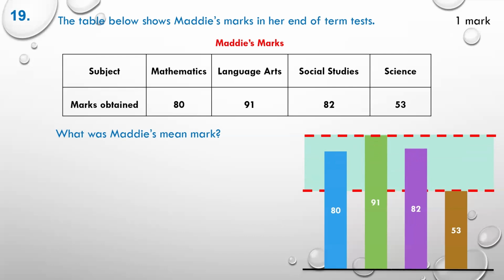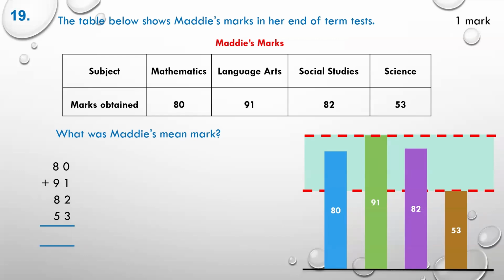So when we talk about mean, what we really want to do is find out how much we have in all and then redistribute it evenly into how many subjects? 1, 2, 3, 4. 4 subjects. So how many marks do we have in all? How do we do that? We can work it out. We can say 80 marks in mathematics and 91 in language, and we'll add 82 to social studies and 53 in science.